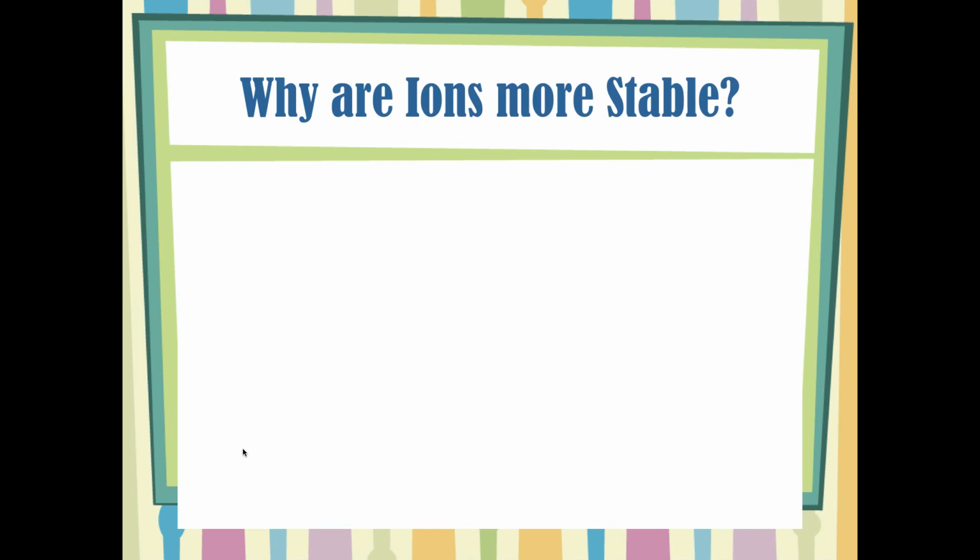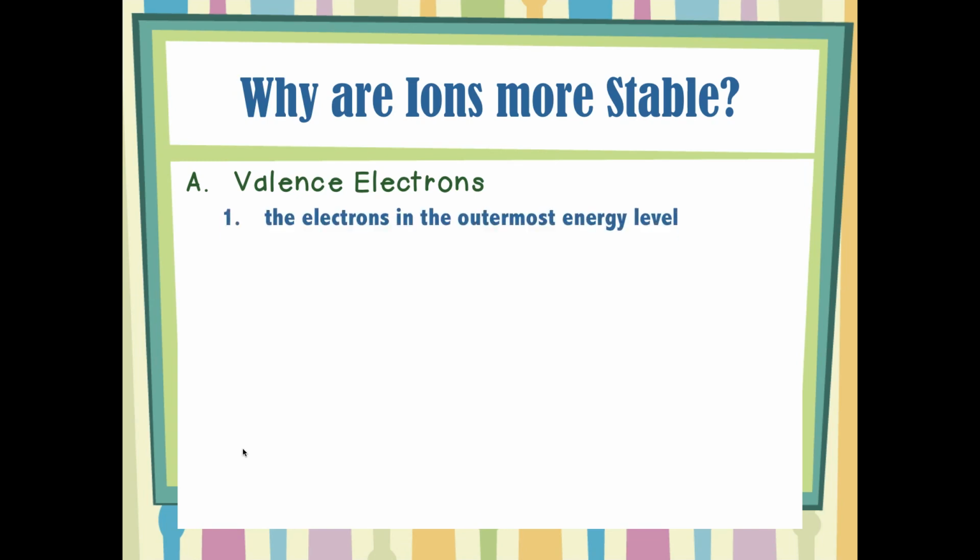First, I want to talk about why we care about ions and why they are more stable. We can answer this by looking at valence electrons. Remember that valence electrons are electrons in the outermost energy level. We care about them because, since they're on the outside, they're the ones that take part in bonding, and that's what we're learning about in this unit. You can also think of it as electrons in the highest s and p sublevels. And remember, that's where we get that 8 from.